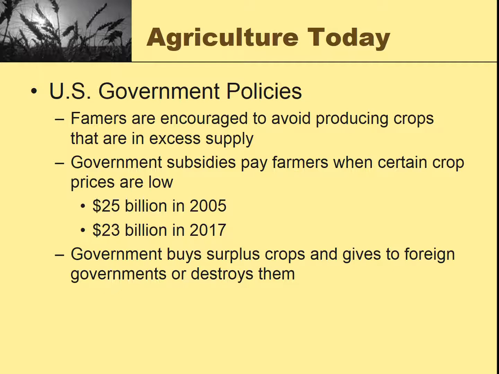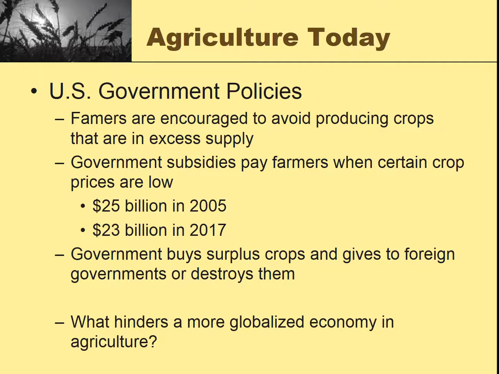Also, the government is involved in buying surplus crops from large industrial producers and either giving that food to foreign governments where malnutrition is high, or just destroying them, because if those crops are sold on the market, then that's going to drive down the market price and therefore make it harder for farmers to see any profit for that year. So a question we'll discuss in class is, what hinders a more globalized economy in agriculture? What are the barriers to a more globalized and interconnected agricultural economy?